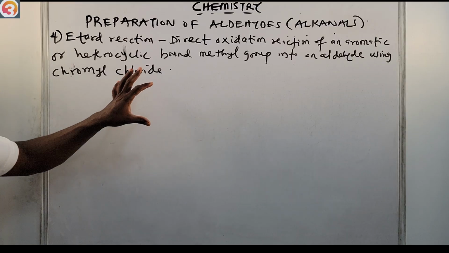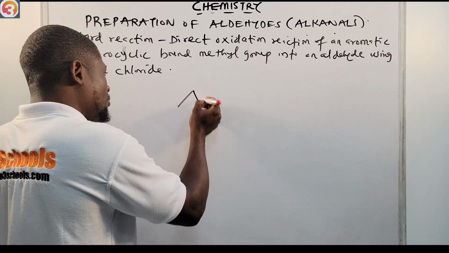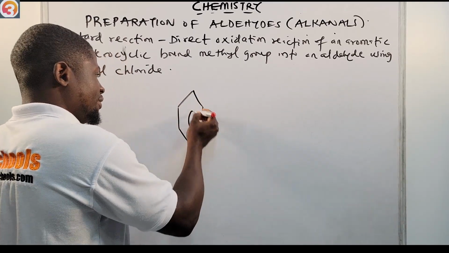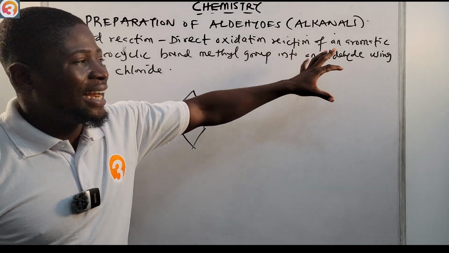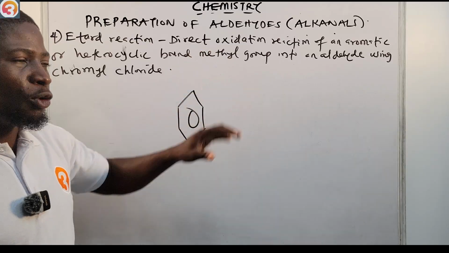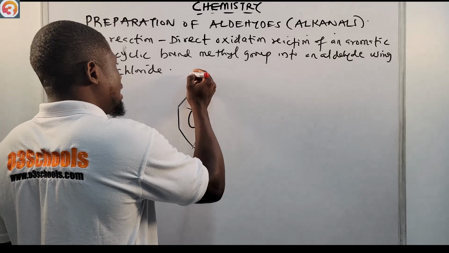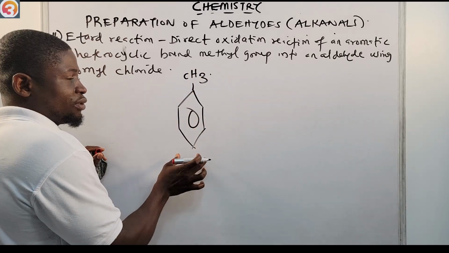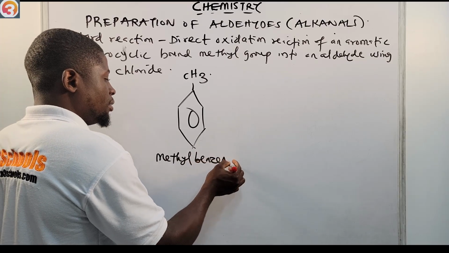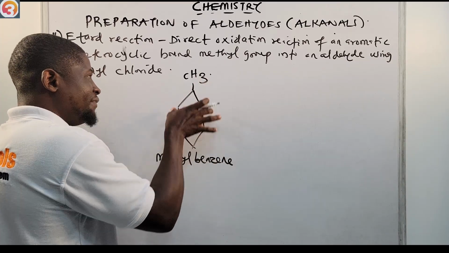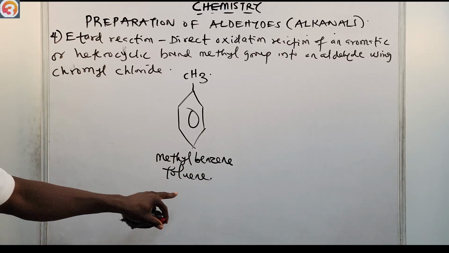So Etard reaction is direct oxidation reaction of an aromatic. Remember, when I talk about aromatic, I talk about the benzene and benzene derivatives. It is a direct oxidation of an aromatic or heterocyclic bound methyl group into an aldehyde using chromyl chloride. For example, if we have a methyl group here, this will be called methyl benzene. But you know that a benzene ring having a methyl group is called toluene. We remember that very vividly.